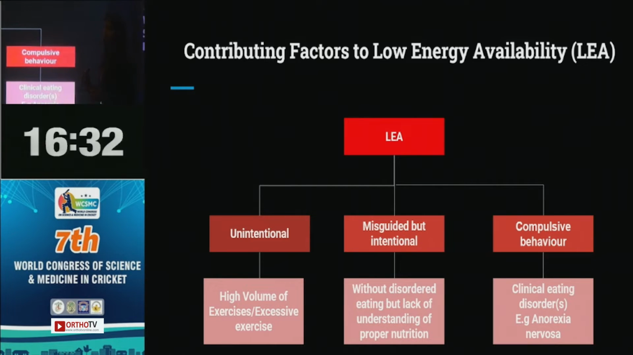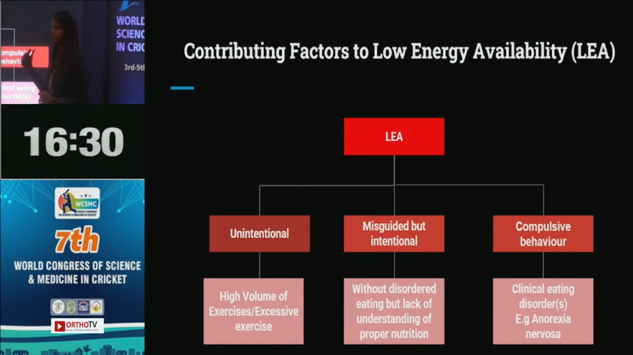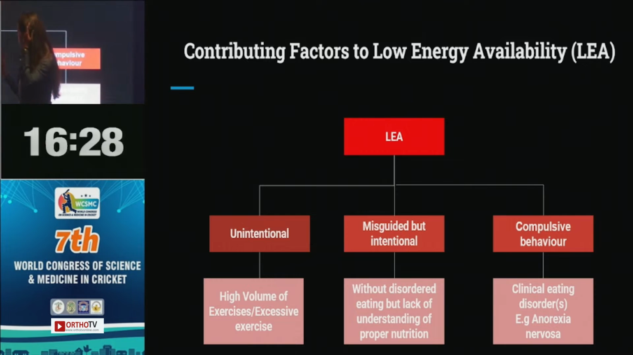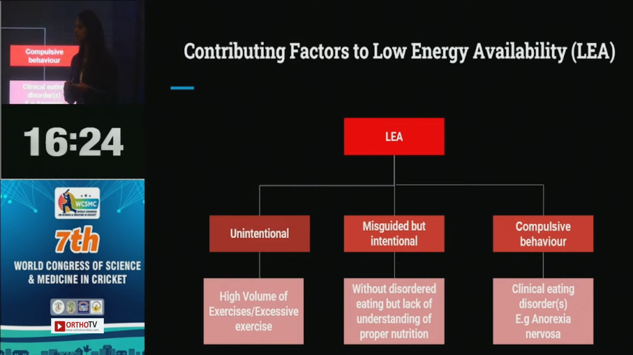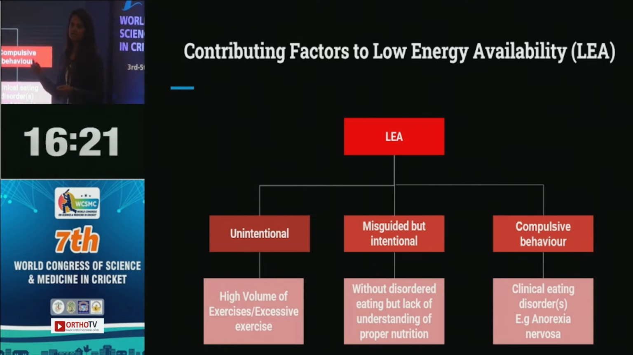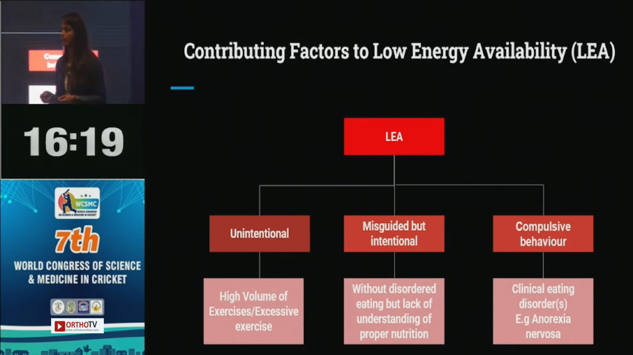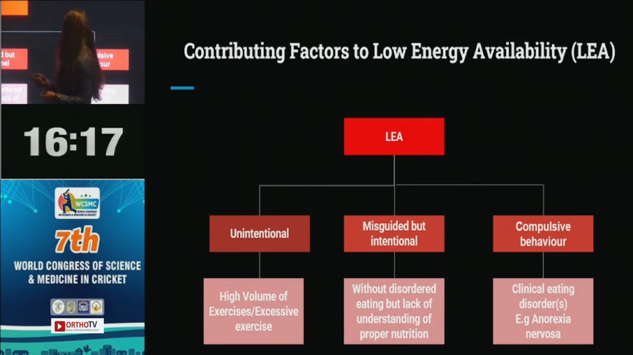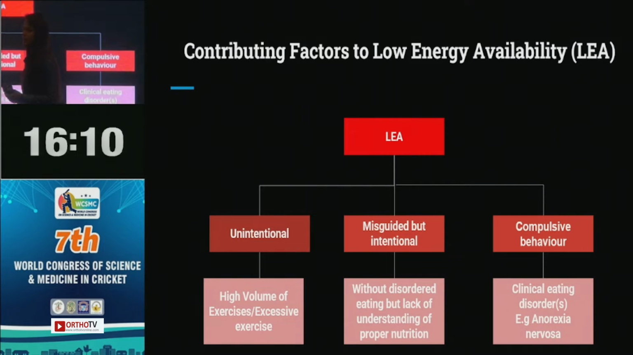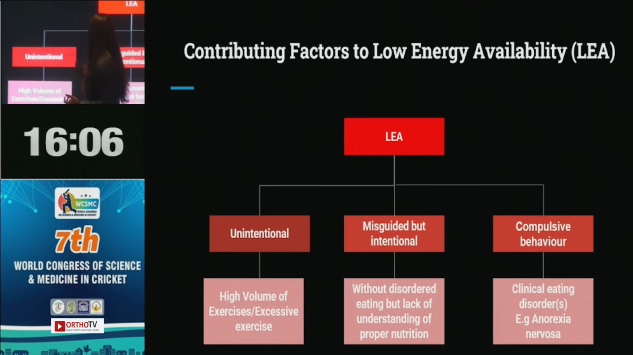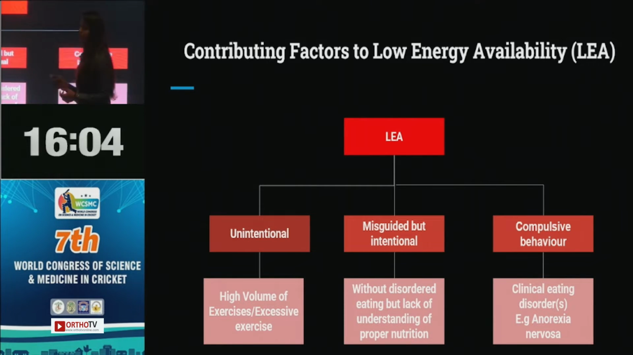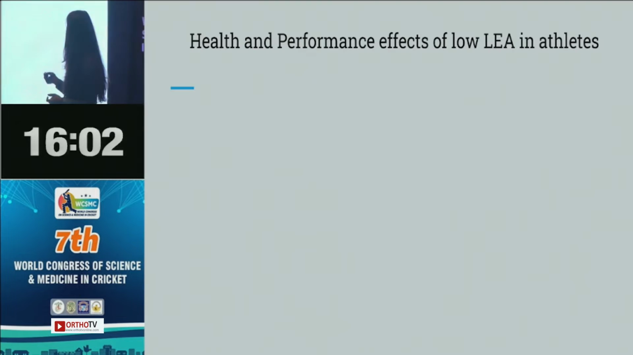Also, compulsive behavior. This is seen in many athletes, especially in those sports where weight categories come into play, correct. This is something called clinical disorders, where the athlete is worried that consuming food may make her look plump or fatter, that she may start looking less athletic. So, this is what we are talking about, the contributing factors. Now, we will see how it is going to affect performance.